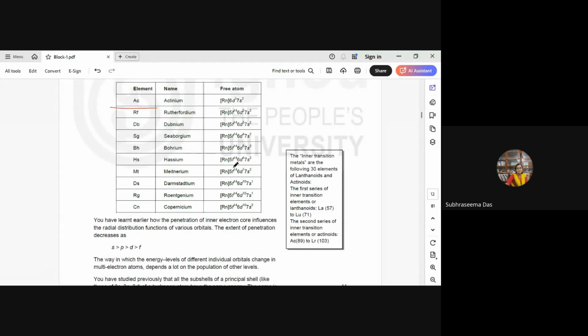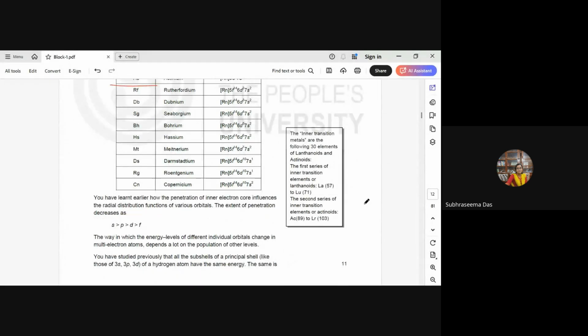So now this is the general representation of main group elements and transition elements. We all know how the classification has been made. Now we will talk about the penetration of inner electrons, which influences the distribution curve of various orbitals. Now we know orbitals are mostly of four types: s, p, d and f.